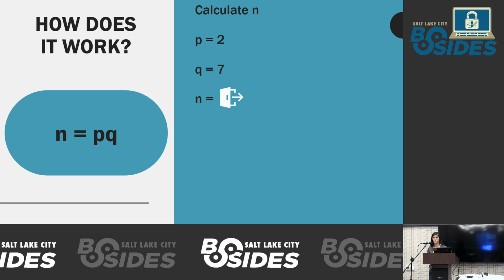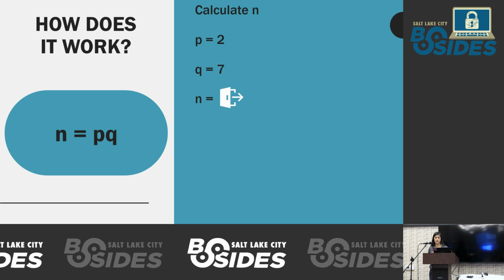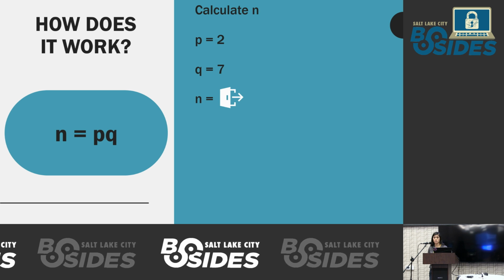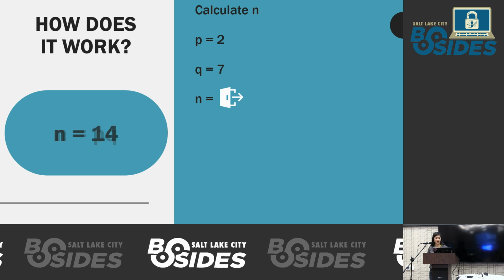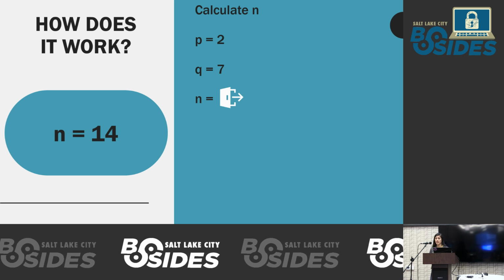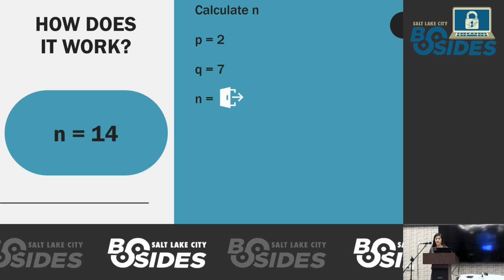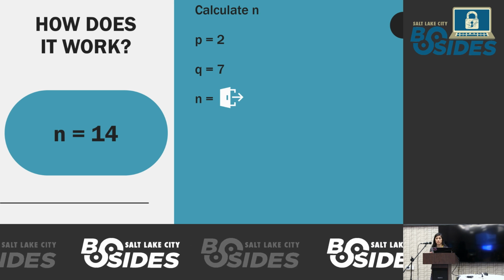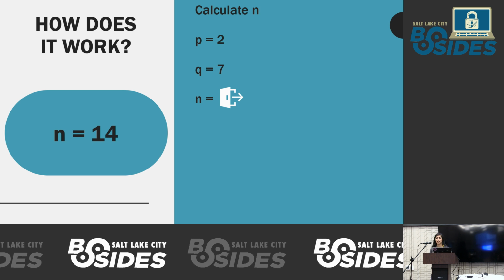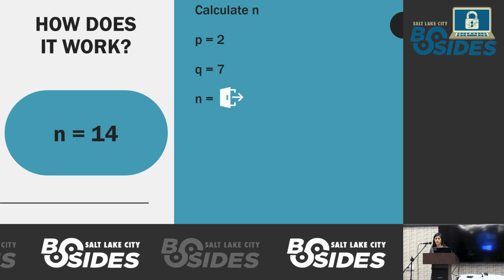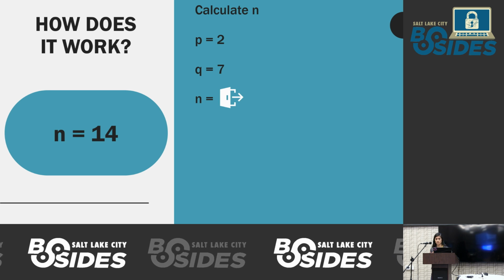And our next step is we have to calculate N. This is the N that was published with the public key as well as used for the private key. So our value is going to be 14. The N is called the modulus. It's also called the trapdoor because it's a one-way function. Not in the sense that it can't be undone, but it's not feasible to brute force it.